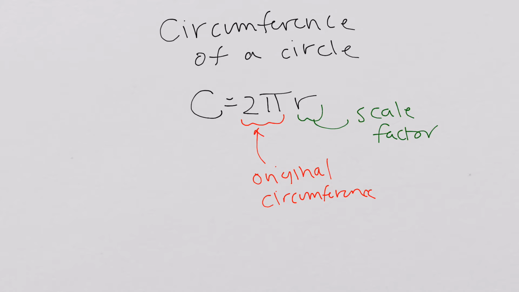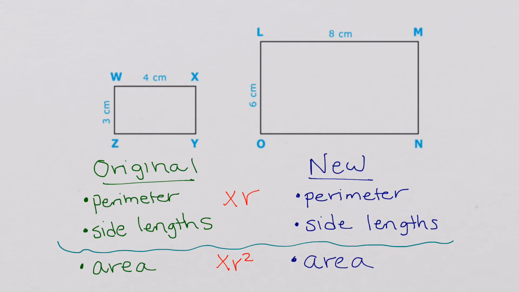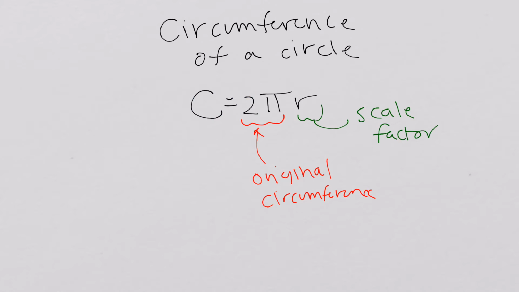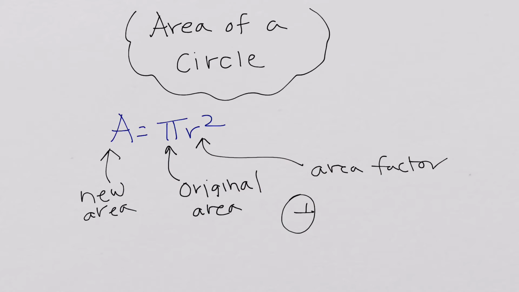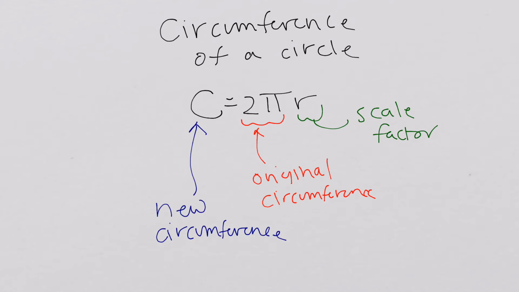And as we know from over here, if we take the perimeter or the side lengths of an original shape multiplied by a scale factor of r, we can get the perimeter or side lengths of the new shape. It's exactly the same here. We have our original circumference, we multiply by a scale factor, which results in the new circumference. So these equations will work for any circle. The area of a circle is pi r squared.